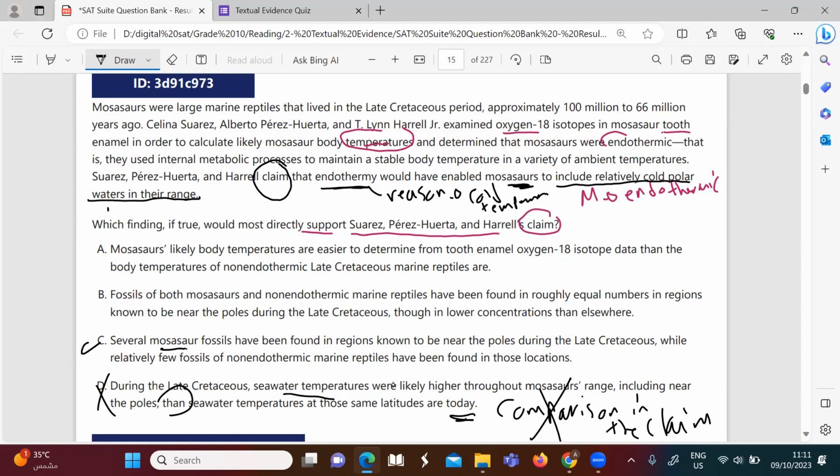Several of them, the fossils they were studying, have been found in regions known to be near the poles. Yes, near the poles, cold water, during the specific time. So they were there. How could they tolerate this? Okay, because they were endothermic. Someone might tell me, but it's not mentioned.